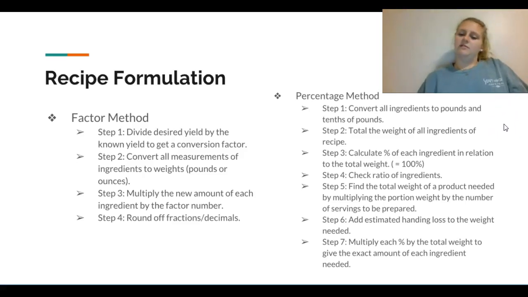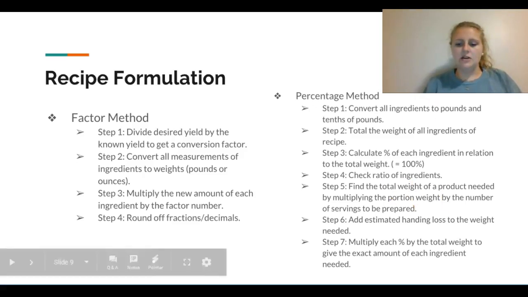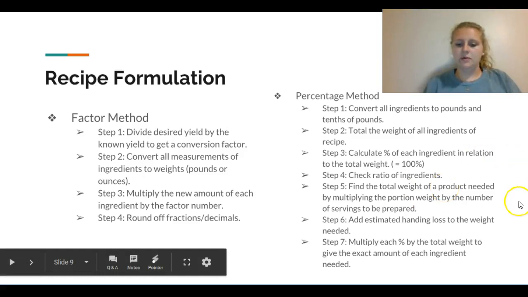The fifth step would be to find the total weight of a product needed by multiplying the portion weight by the number of servings to be prepared. The next step would be to add estimated handling loss to the weight, because transferring things, you never know what might spill, kind of thing. And then you're going to multiply each percent by the total weight to give the exact amount of each ingredient needed.